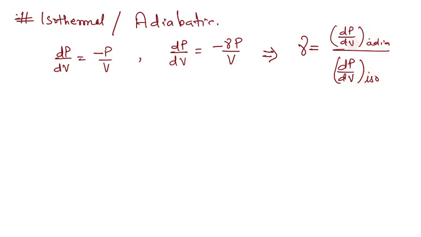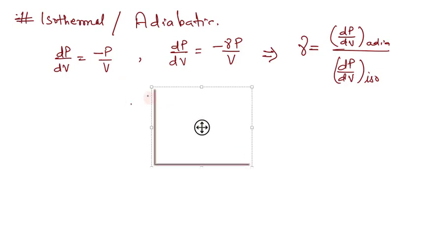So dP by dV is the slope of P versus V; the slope of the adiabatic process is gamma times the slope of the isothermal, and gamma is always greater than 1. So we can say that the slope of the adiabatic process is always greater than the slope of the isothermal process in the pressure versus volume relationship.